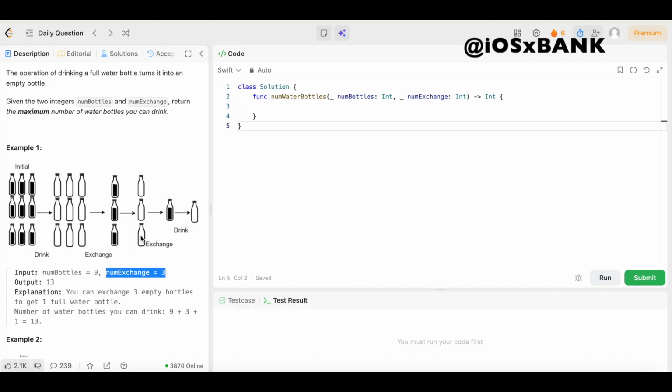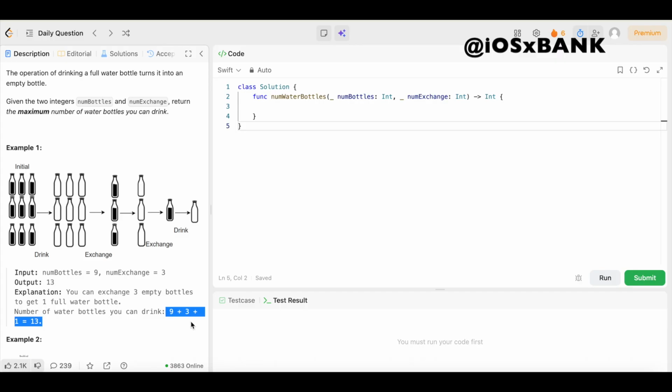So now we have 3 more empty water bottles. But since we have 3 empty water bottles, we can exchange these 3 empty water bottles and get another full water bottle. So we have this full water bottle here. Then we drink this, boom, now that's empty. In total, we drank these 9 water bottles plus these 3 water bottles plus this 1 water bottle, which is represented right here, which gives us a total of 13, and that's how we got it.